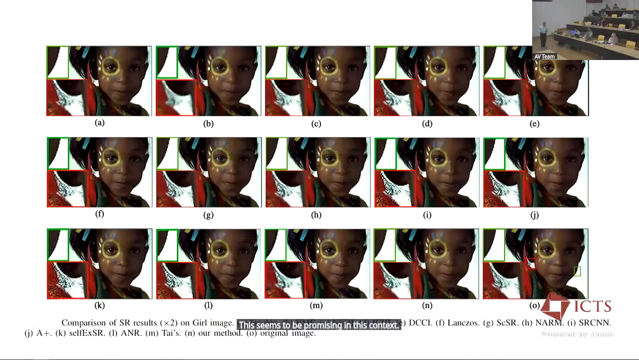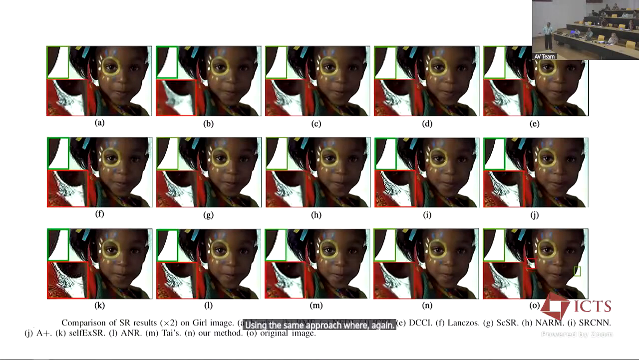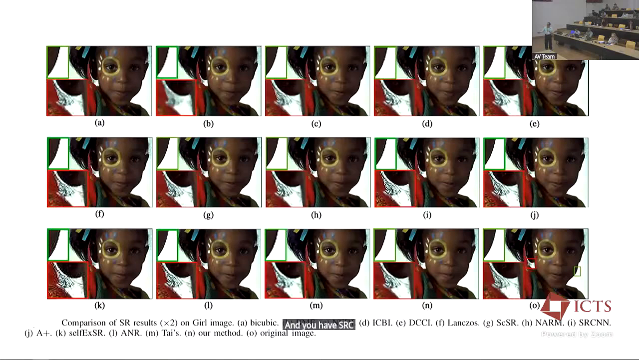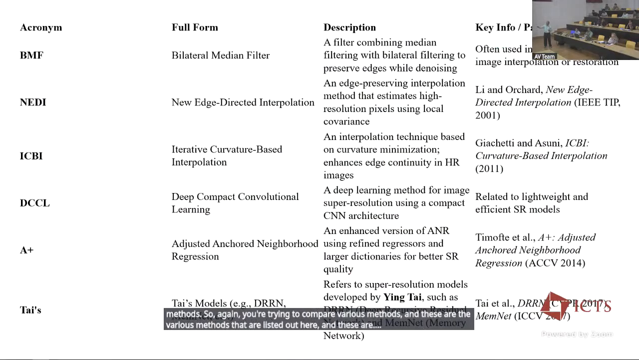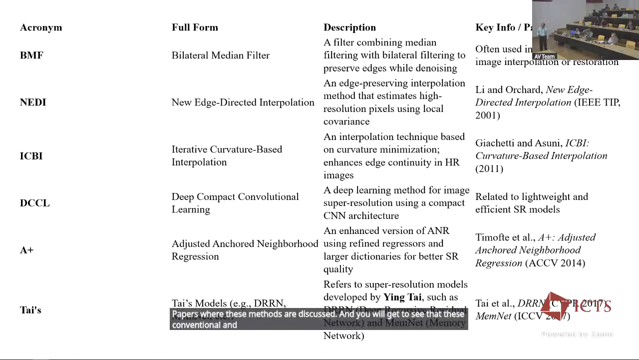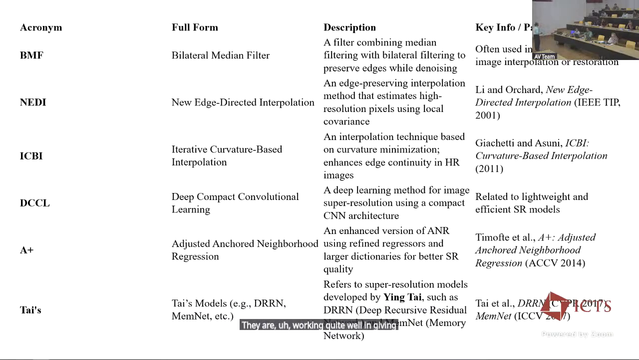There are a few other examples using the same approach, where again we will be looking at the weather context, some of these methods, bicubic, and you have SRCNN, super resolution convolutional neural network, and other methods. Again, you are trying to compare various methods, and these are the various methods listed here, and these are papers where these methods are discussed. You will see that these conventional and state-of-the-art methods are working quite well in improving the information hidden in the image.